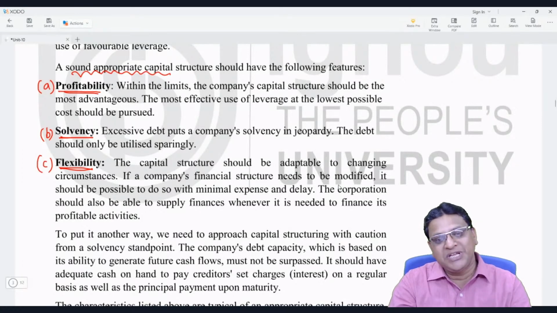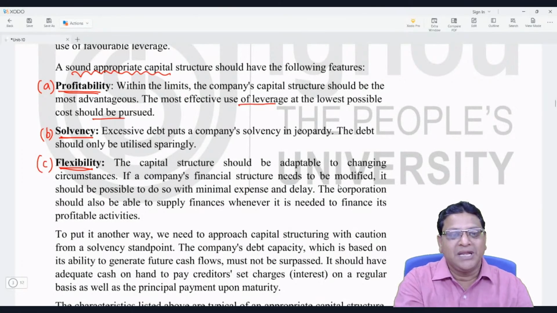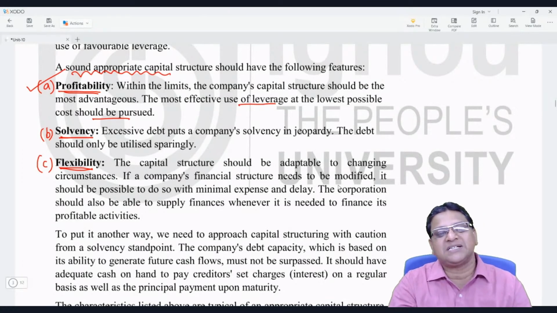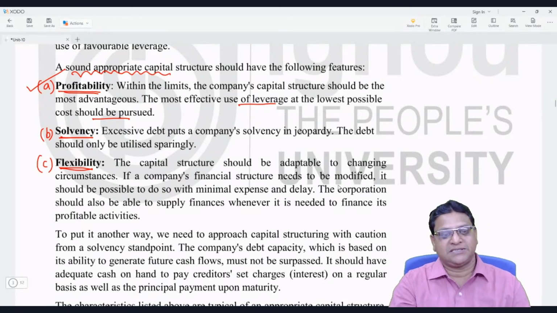A company should use that level of financial leverage where the cost of capital is minimum. Hence, while deciding capital structure, the first important consideration an organization takes is known as the profitability of the business.